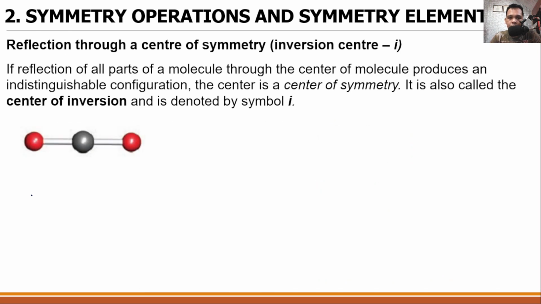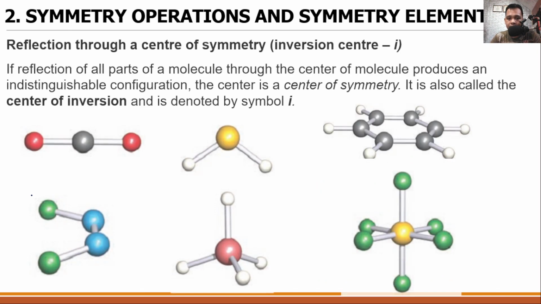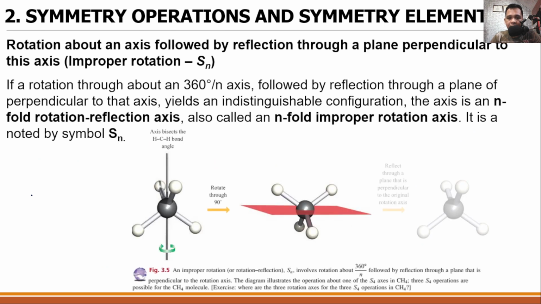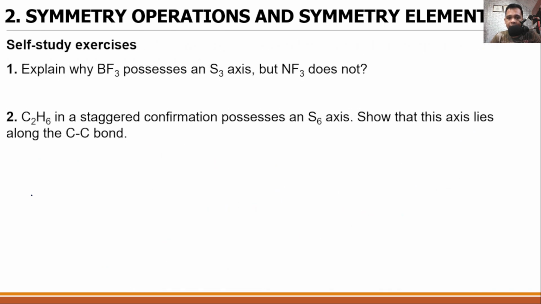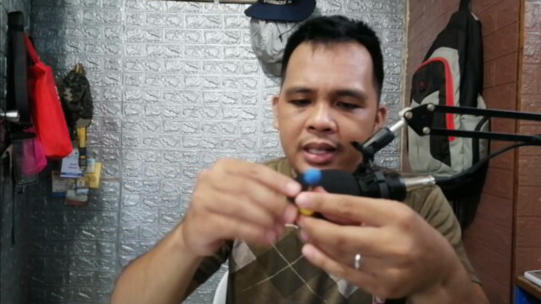Next, we also talk about the inversion center. Okay? Inversion center, improper rotation and self-study exercises natin. Okay. So, paano kaya? Explain why boron trifluoride has an S3 axis but NF3 does not. It's just simple. Okay. So, we have a trigonal planar structure. Yung principal axis natin ay let's have a 3D molecular model for that. So, ito. Ang principal axis ng ating boron trifluoride naman is dito, di ba?